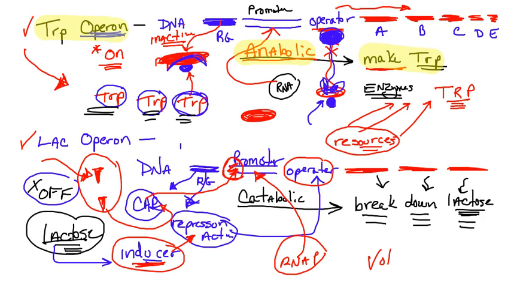If you're going to break something down, like a catabolic pathway, well, you're going to make and use up resources to make the enzymes only if it's present. And that means this gene is off until you see what you need. This gene is on until you see something backing up.